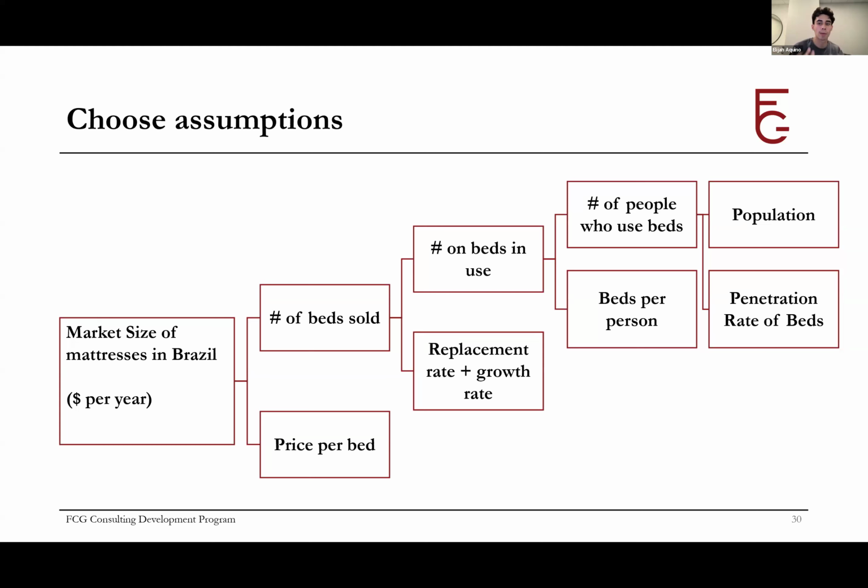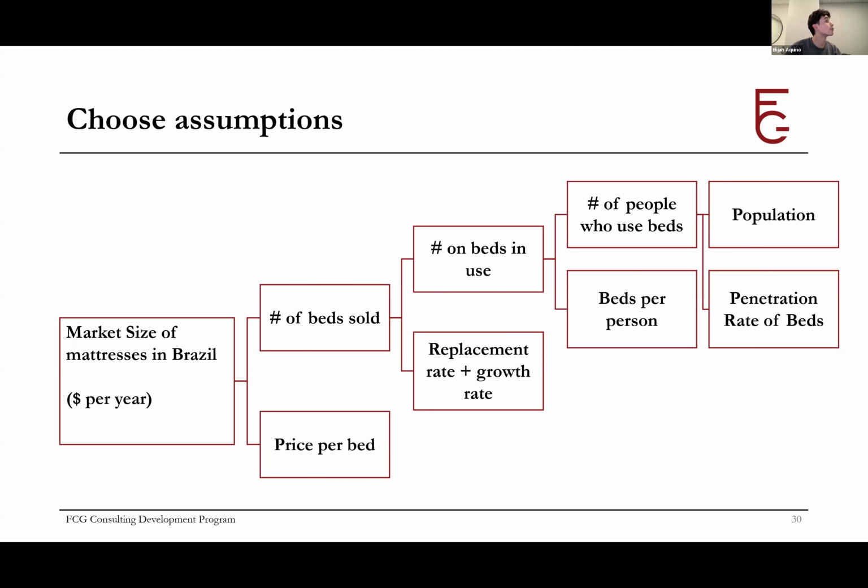And to get to that number of beds actually in use, we need to build out some type of miniature framework, right? The way we're doing that is figuring out the beds per person and then timesing that by the number of people who actually use beds. And to figure out that number, we take the population times how many people have bought a mattress. When you think of penetration rate, it's how many people have bought this and how many people will even buy this, right? That gives us the number of people actually using that product.